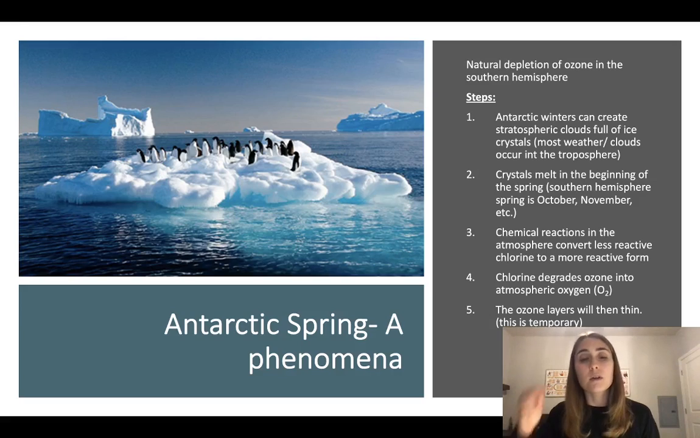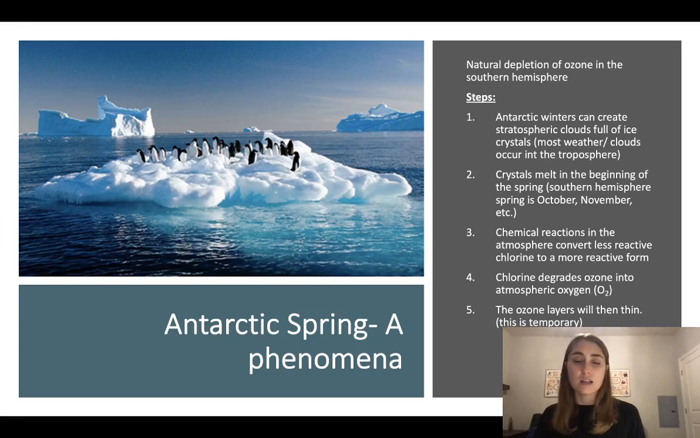Now, this phenomenon would be lessened if there was less chlorine sitting in the stratosphere. So if we were using fewer CFCs and there was less chlorine sitting in our stratosphere, then this phenomenon would have a lesser effect. But keep in mind, we do have some naturally abundant chlorine in our atmosphere.